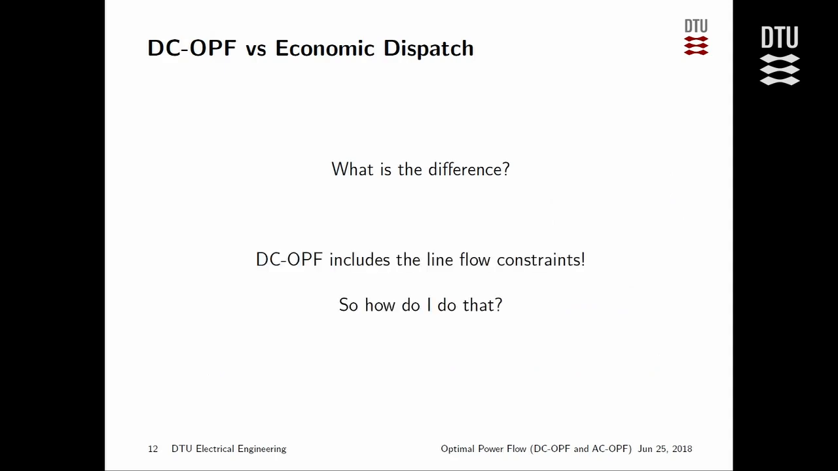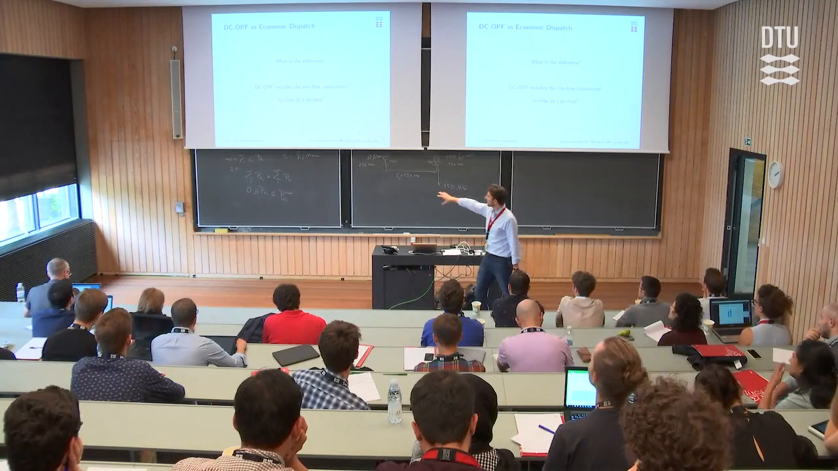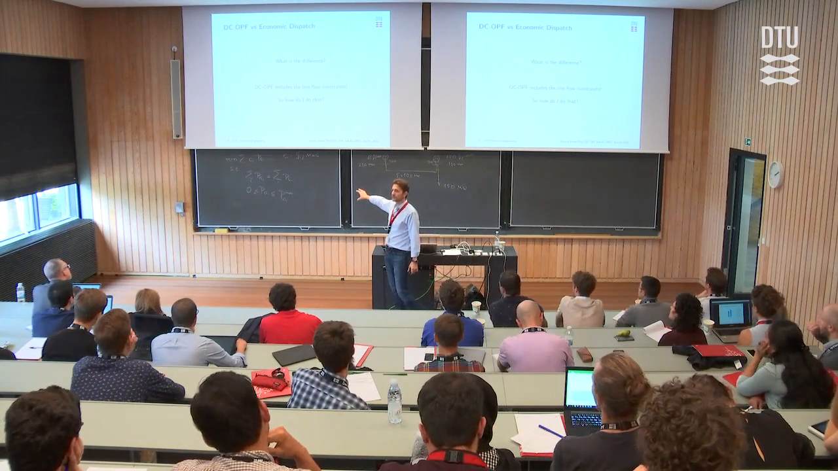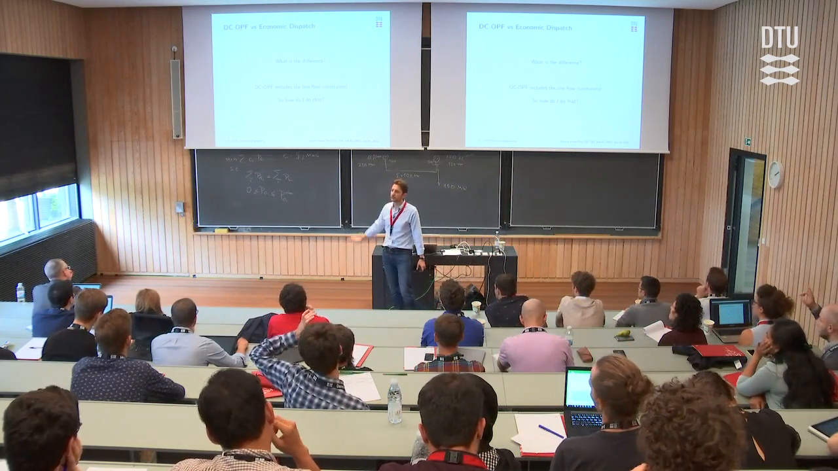So we talked a bit about that. The question is now, since we want to include the line flow constraints, how do we do that? And this question is actually addressed to you. That's my economic dispatch, right? But this is not enough.